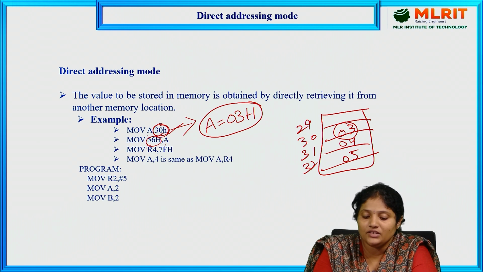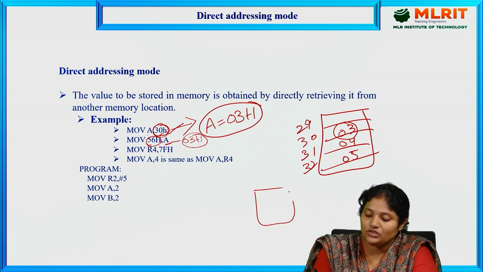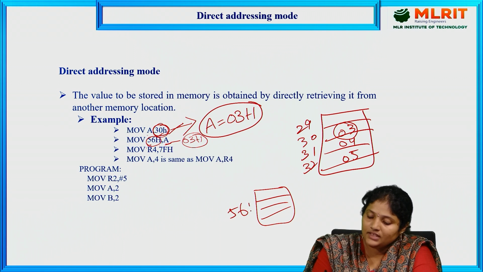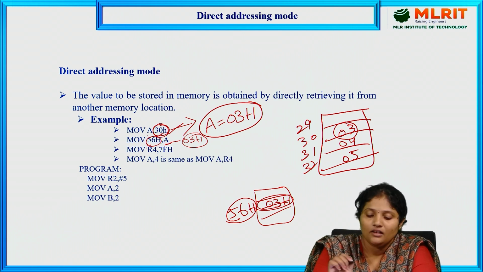So the data which is present in A, suppose here in this previous instruction, what is A holding? 03. So this particular 03h will be moved to the address location 56h, it will be copied. So here the 56h address memory will also hold the same data as in the A register. So this is how we will be specifying it.